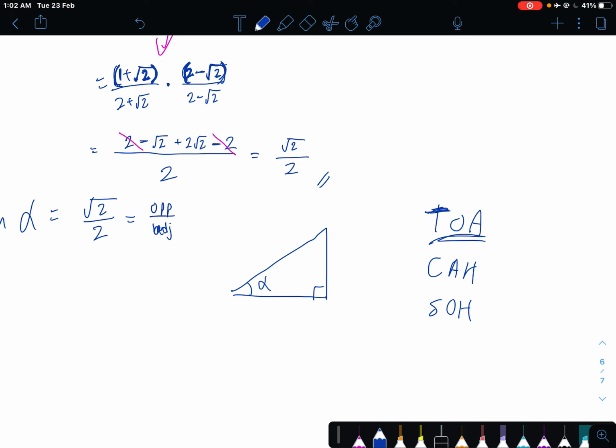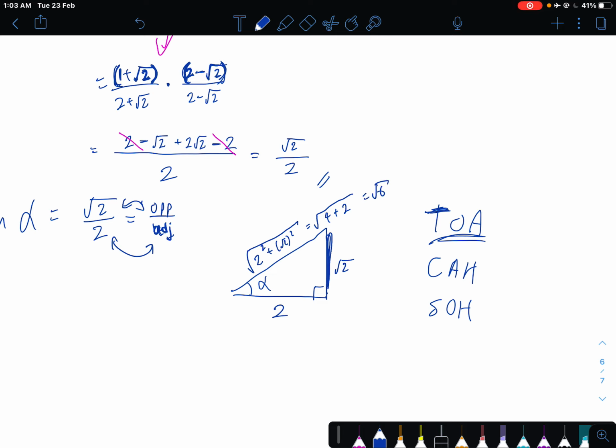You have square root 2 over 2, which means it's opposite over adjacent. So the opposite length is this length here, which is your numerator, which is square root 2. Then how about your adjacent? Adjacent is just this guy over here, which is length 2. How about the hypotenuse? Hypotenuse is very simple, 2 square plus square root 2 square, whole thing take the square root. What does that give you? Square root of 4 plus 2, which is square root of 6.